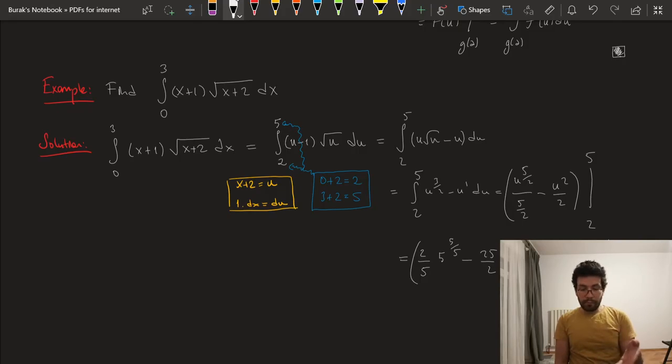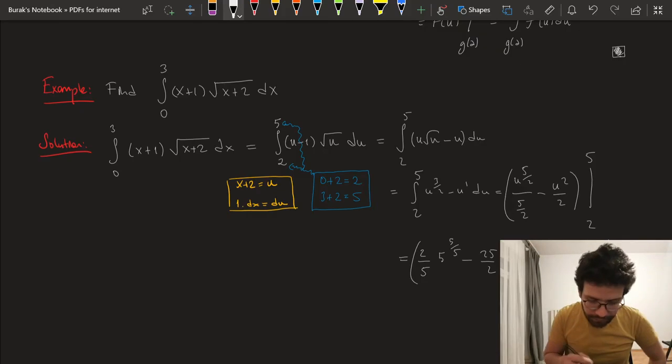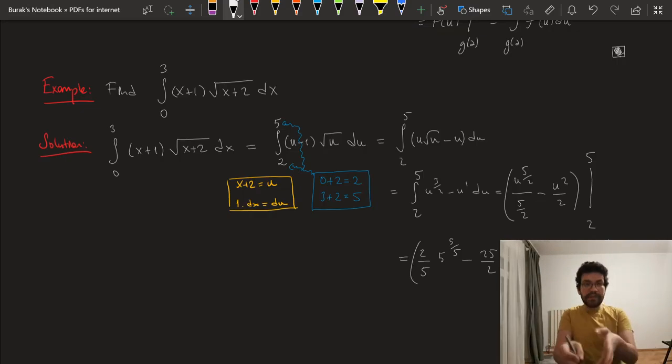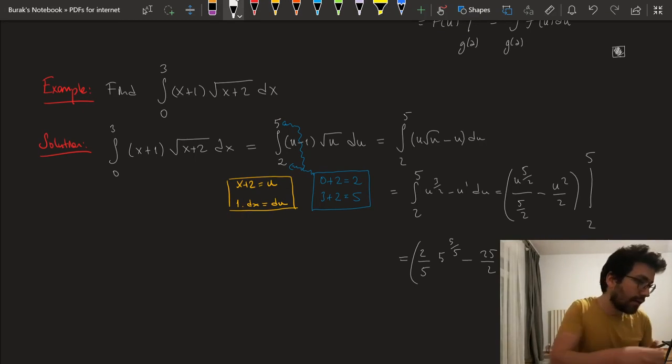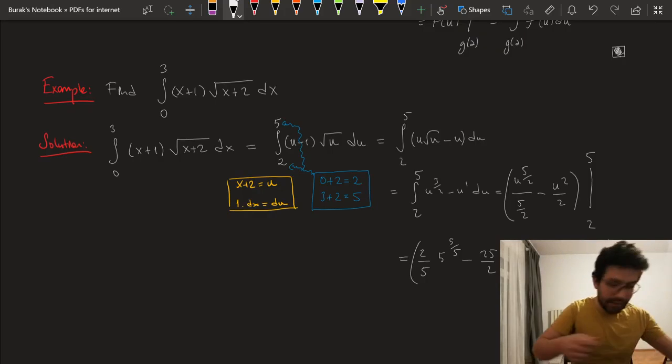So substitution with definite integrals works just like a substitution with indefinite integrals, except you have to keep changing the upper and lower limits of the integral. Okay, because if I wrote 3 and 0 here at these bounds, the result of that definite integral would be something else. Okay, it would be something which is longer. Okay, so we did that.